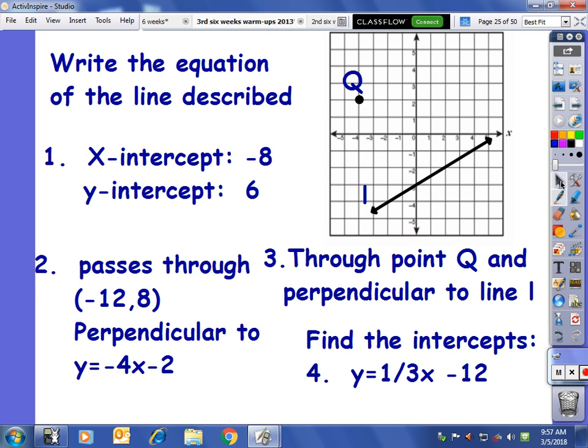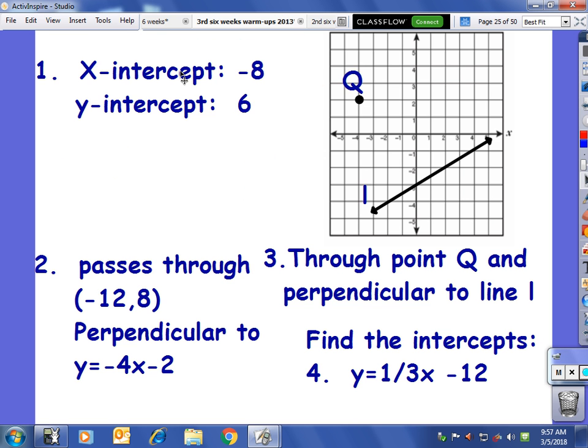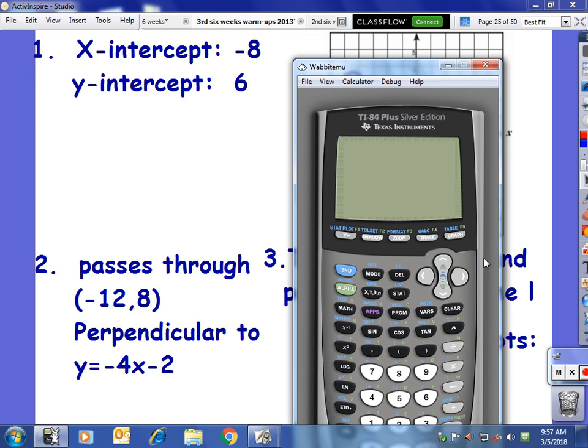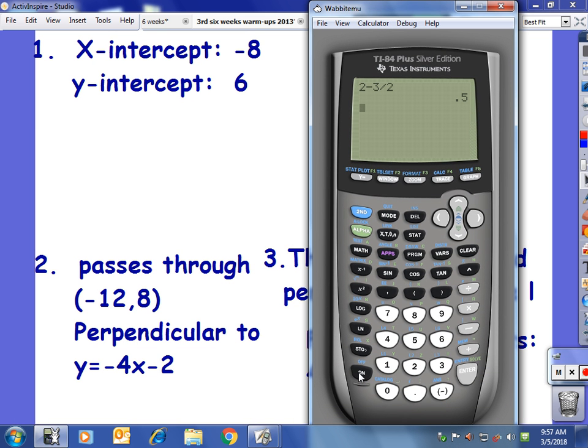Alright guys, on number 1, I am giving you basically 2 points. And if you know 2 points on a line, the calculator can tell you the answer, at least in slope-intercept form, right? So giving you intercepts is just as good as giving you points, but you had to know what points that was. If the x-intercept is -8, what point is that? -8, comma, 0. And if the y-intercept is 6, then that's the point 0, comma, 6. So you did have to know where to put the 0.